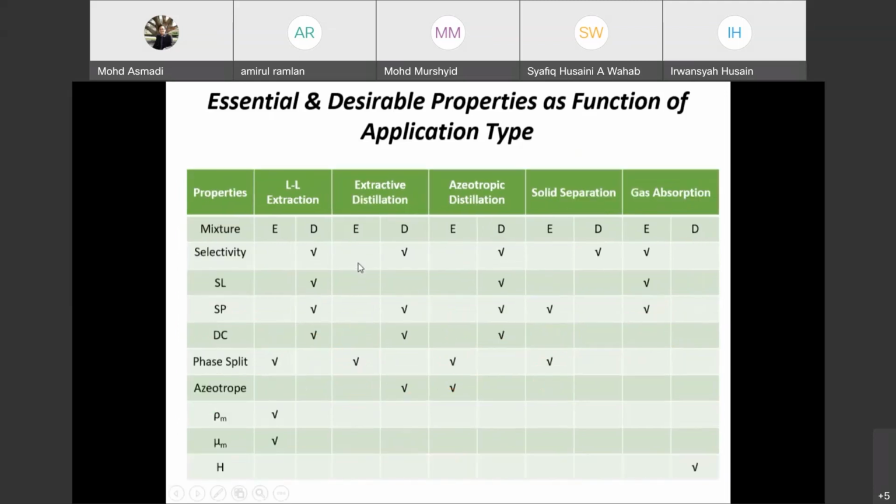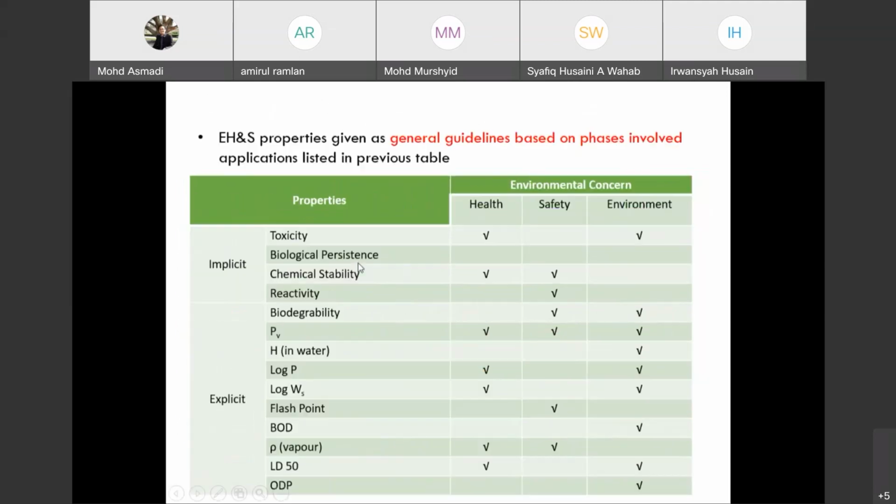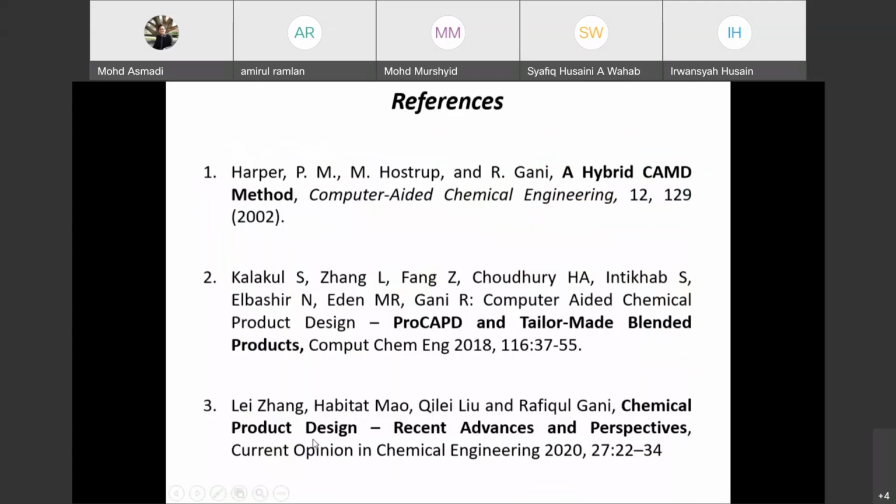Okay, kalau tengok EHS, environment, health and safety, kat sini ada toxicity, health, environment. Ini in term of macam mana you nak identify lah. Chemical stability is safety and health lah. Environment not really, reactivity more to safety. Biodegradable of course environment lah. Itu kena tahu. Kalau BOD environment. Kan? LD50 pun environment. Okay.